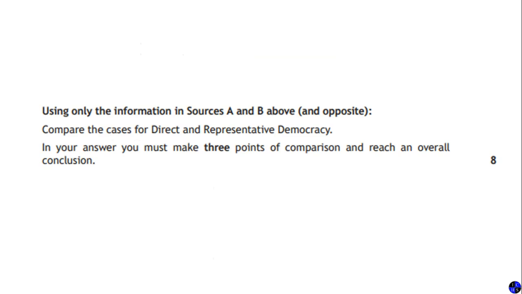Okay, so the compare questions are relatively straightforward. There's only two sources. You have to make 3 points of comparison between the two sources and then make an overall conclusion. The question's always going to tell you what it's looking for you to make your points of comparison about. In this case, it wants you to compare the cases for direct and representative democracy. Now ideally what you'll do at the end is come to an overall conclusion, in this case about which one makes the strongest case.